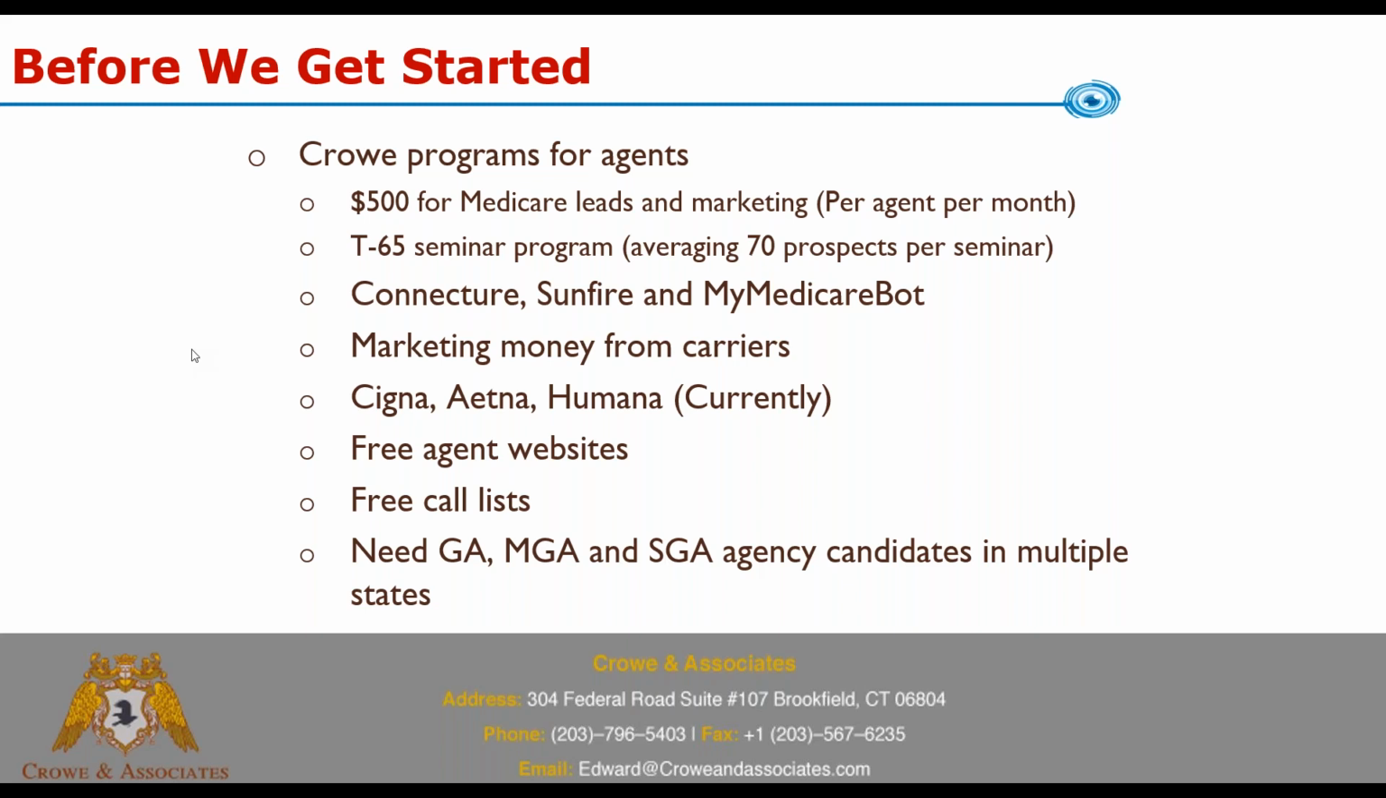And lastly, we have certain states where we really need general agencies, MGAs and SGAs. So I'm always open to candidates in multiple states. There's a bunch of states we need them in. Always open to candidates who want to become a GA, MGA, or SGA. We will help you with that whole process, and really need some hubs in certain states specifically. Really would like to have a GA in Georgia. So if I've got anybody on the phone from Georgia, give me a call, because we don't have a large GA there, and we would definitely like to have one.